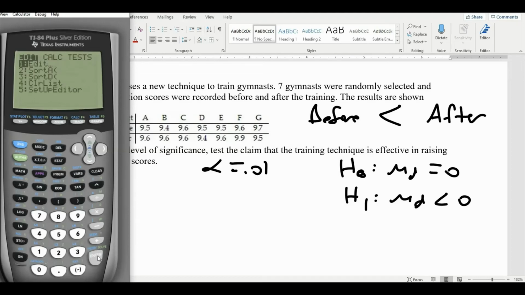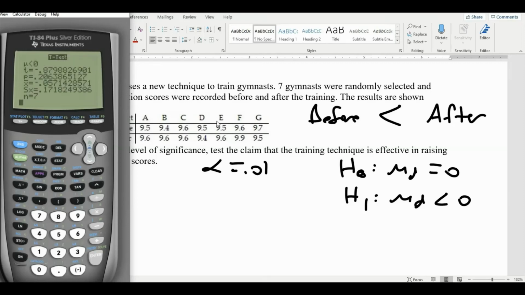Let's go to stat edit just to check. 9.5 minus 9.6 is negative 0.1, 9.4 minus 9.6 is negative 0.2, and so on and so on. So now I'm going to get out of there, go to stat test number 2 for the t-test, keep it on data. I'm going to keep my list of L3. This one is a less than, so I need to go back up there and hit enter, change it to less than, then enter for calculate.